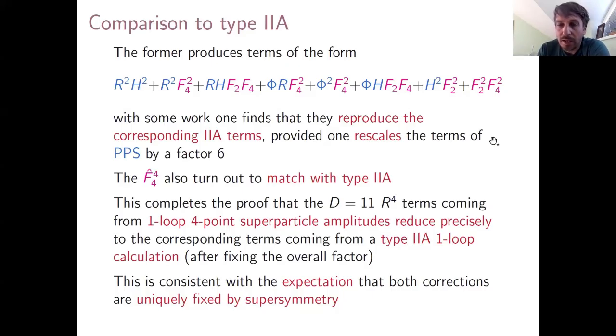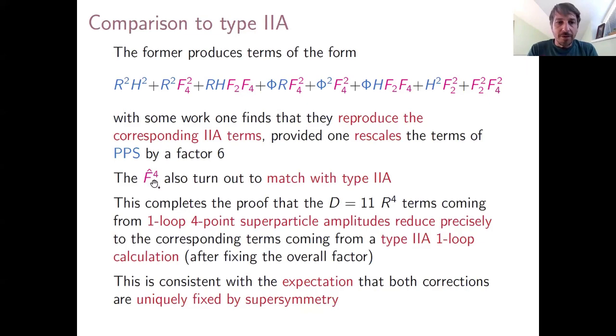Except that it doesn't quite work. You have to rescale the result of Peters, Plefka, and Stern by a factor of 6 for it to work. There's an overall coefficient which doesn't match. And actually, it seems that that's a mistake in their paper. They missed the symmetrization factors that you have in relating the amplitudes to terms in the Lagrangian. So I think that's the origin of this missing factor of 6 in the paper. Okay, but fixing that factor of 6, everything again matches, but in a very non-trivial way.